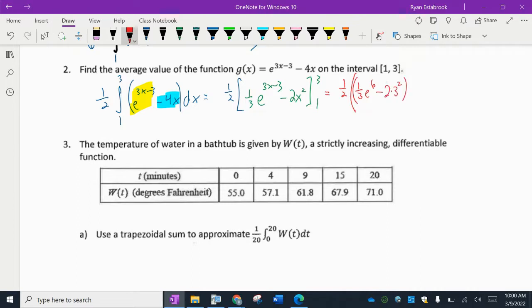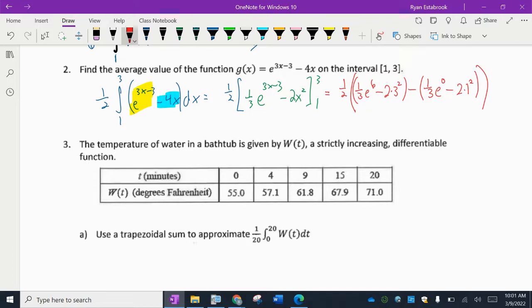And notice I didn't do any of that simplifying. I'm not distributing the 1/2. I'm not even taking 3 squared times 2. I'm just saying plug it in minus, now plug in your lower bound of 1. That's 1/3 e to the 3 minus 3, e to the 0. I know that's 1. I'm just going to write e to the 0 minus 2 times 1 squared. I could simplify that to 2 if I wanted to.